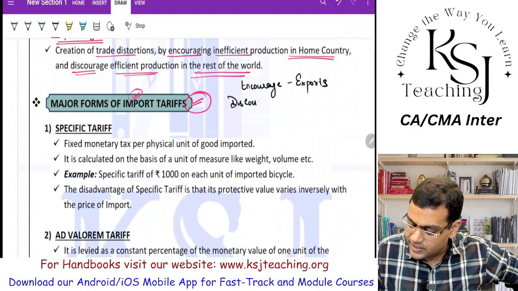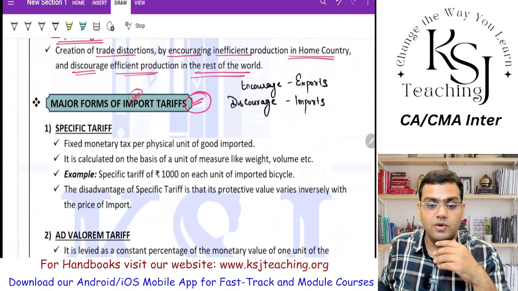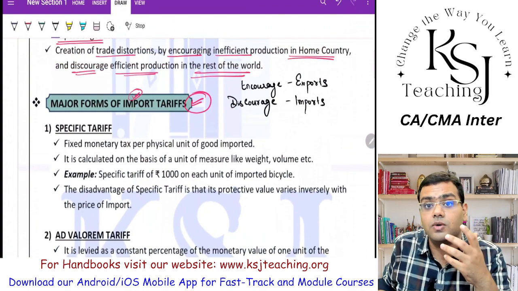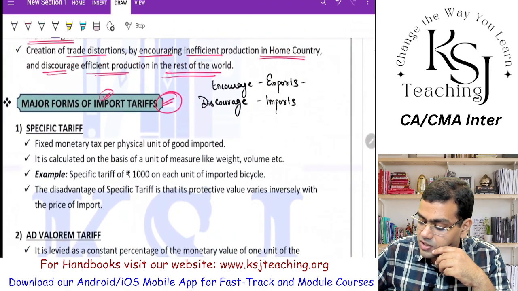We need to discourage means we need to reduce what? We need to reduce our imports, right? So if you want to encourage something, if you want to increase your exports, what will you do, sir? In that case, you will provide subsidies on exports, right?